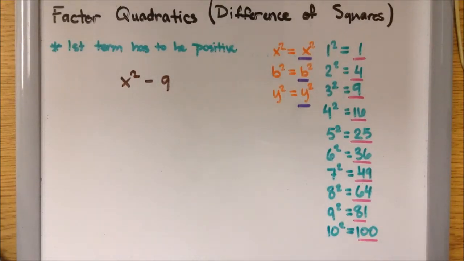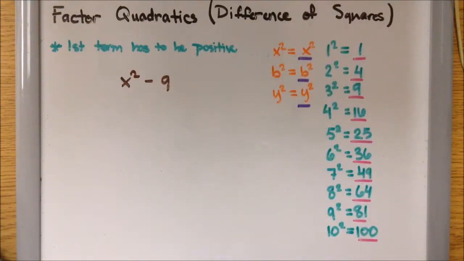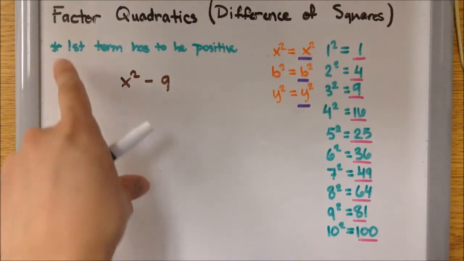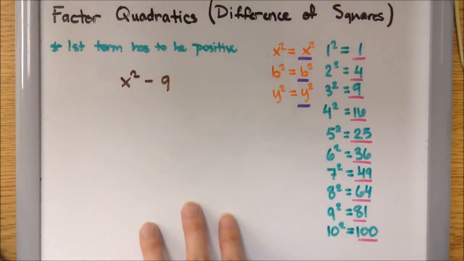Alright, now we're going to talk about factoring quadratics that are difference of squares. And you're going to know what I mean by difference as you look at the final answer for this example. So when we're working with difference of squares, first you always check the first term. The first term has to be positive, always.